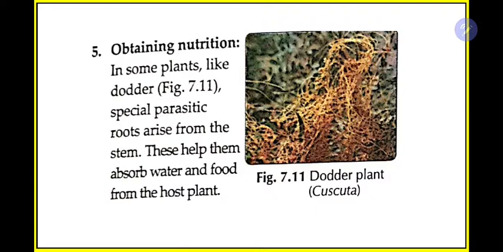Now parasites are those organisms who feed on other organisms for their food, and they harm them. So being parasitic organisms, they develop parasitic roots which arise from the stem. These roots help them to absorb water and food from the host plants. They do not have their own machinery to absorb. They develop a special type of parasitic roots, and these are used to absorb food and nutrition from the host plant. Now what is a host plant? The organism or the plant on which the parasite lives.